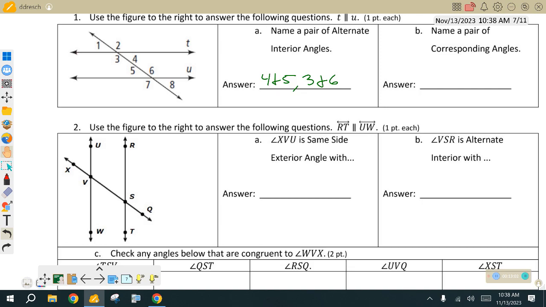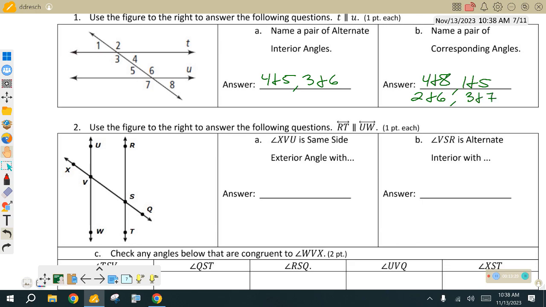Somebody, give me a pair of corresponding angles real quick. What's a pair of corresponding angles? 4 and 8, says Tyler. Yeah, 4 and 8 are corresponding, same side, one interior, one exterior. 4 and 8, 1 and 5. The other pair is what? 2 and 6 or 3 and 7?